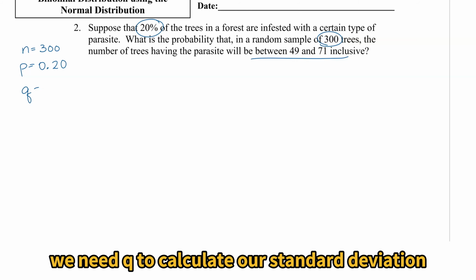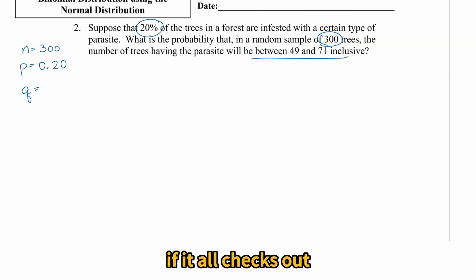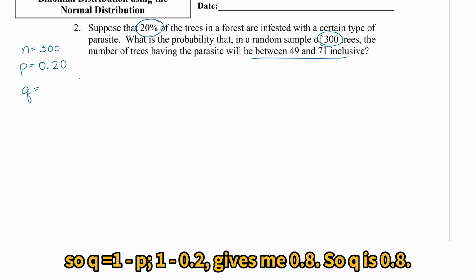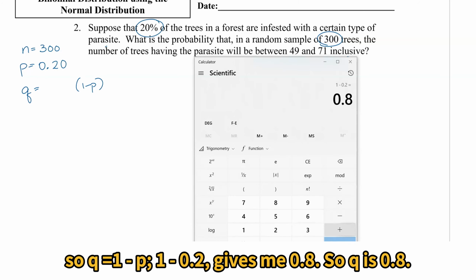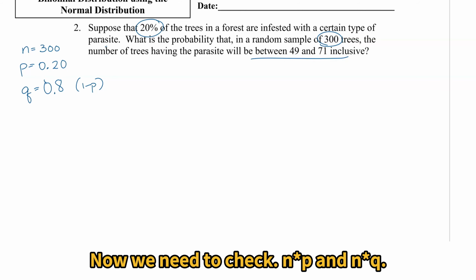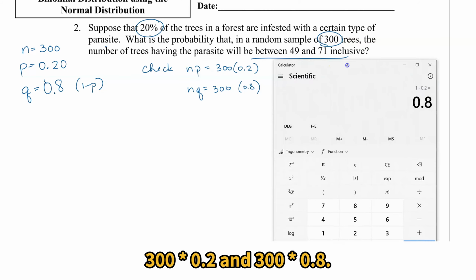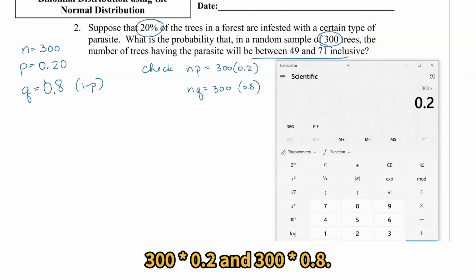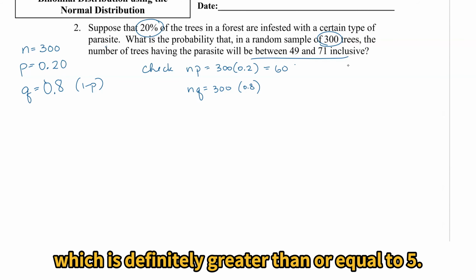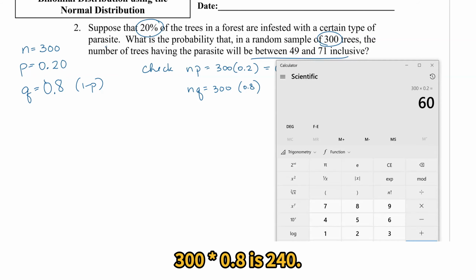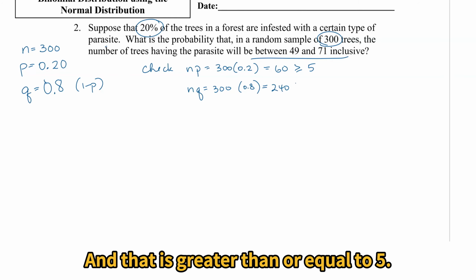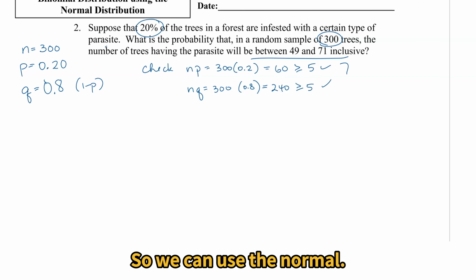Then we need Q to calculate our standard deviation if it all checks out. So Q, 1 minus P, 1 minus 0.2 gives me 0.8. Now we need to check n times P and n times Q. 300 times 0.2 is 60, which is definitely greater than or equal to 5. 300 times 0.8 is 240, and that is greater than or equal to 5. So we can use the normal.